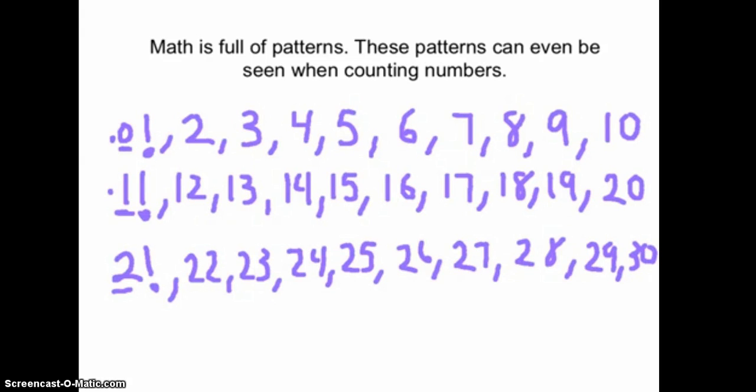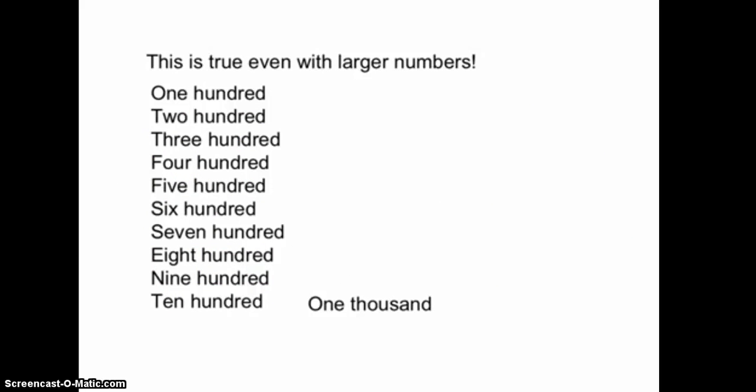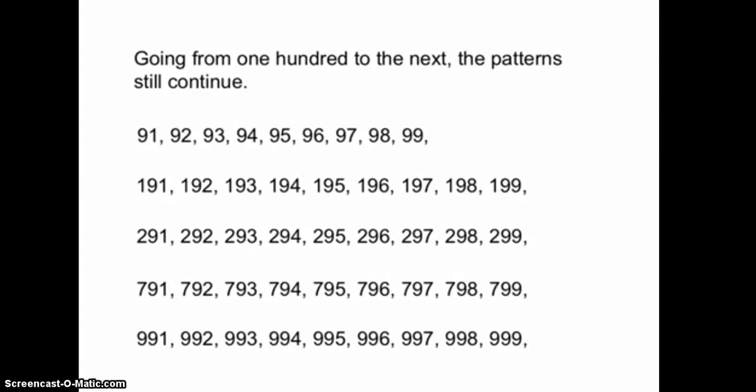Like I said, math is full of patterns. This is true even with larger numbers. Right here we have 100, 200, 300, 400, 500, 600, 700, 800, 900, and then 1,000. Going from 100 to the next, the patterns still continue.